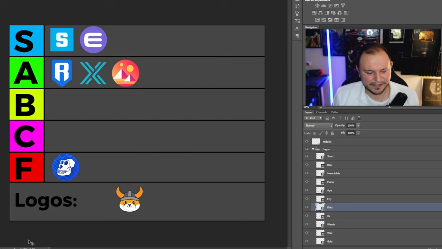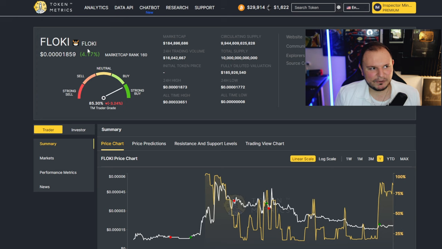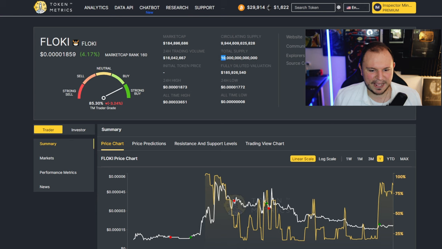Moving on to possibly the next coin that will be the F tier. Let's see. This is Floki. Now, I can't help but think that this started as a meme coin project. It most likely did. Floki. Elon Musk named his dog Floki on Twitter, and as soon as he did that, a couple days later, maybe even the same day, the Floki coin appeared out of thin air. It has a supply of 10... what even is this, trillion? I think this is 10 trillion. And a market cap of $184 million.